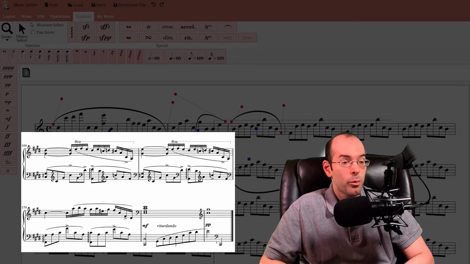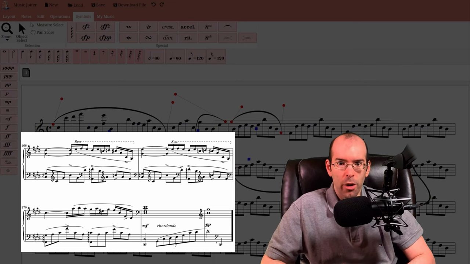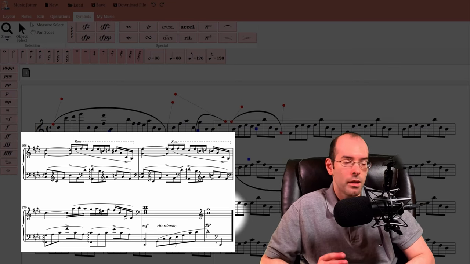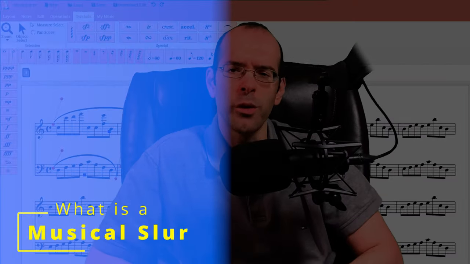These accents are used to bring out the melody, which is shared between the left and the right hand. So if I did not use accents, the melody just would not be distinguished, and the musical message would have been lost. So what exactly is a slur in music then?